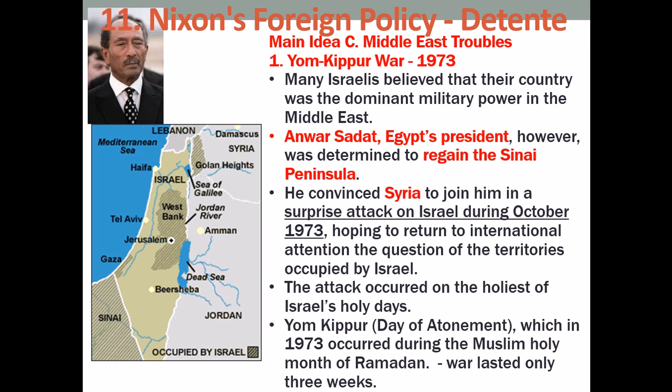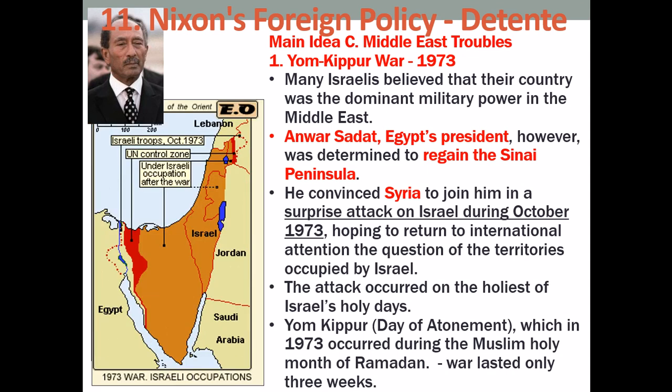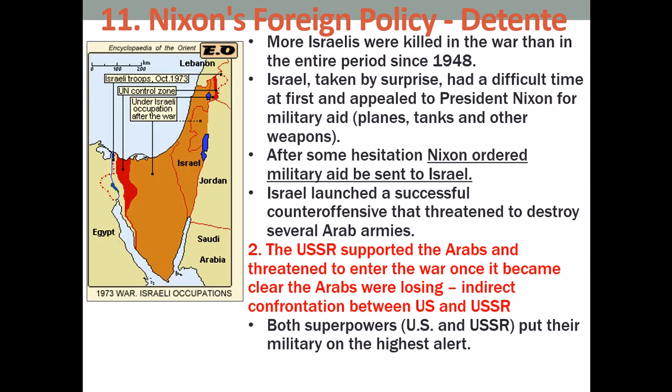So the Israelis were indeed very surprised when the Egyptians and the Syrians attacked Israel on this holy of holy days. The war goes on for 3 weeks. Yom Kippur, which is a Jewish holy day, also coincided with the Muslim holy month of Ramadan. All right, so the Israelis were indeed very surprised. More Israelis were killed in this war than in any of the 3 previous wars.